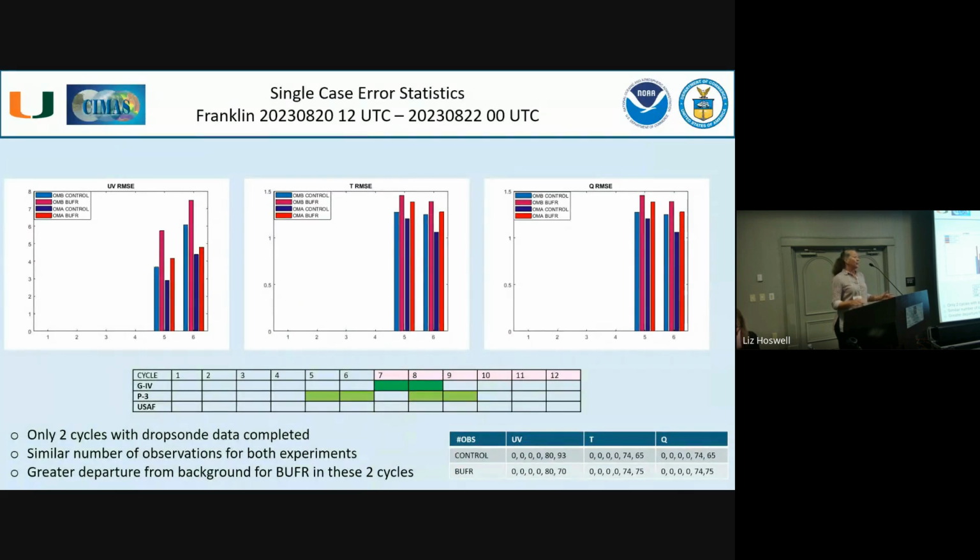And unlike our previous results, you see that the departure from the model, both in the background and the analysis, is greater for the buffer data. So, but again, the caveat is there are only 2 cycles with buffer data. There's a similar number of observations for both experiments. So we're not getting more buffer data because at this point in time, the aircraft altitude was relatively low. So it'll be interesting to see what happens in subsequent cycles. Next, please.